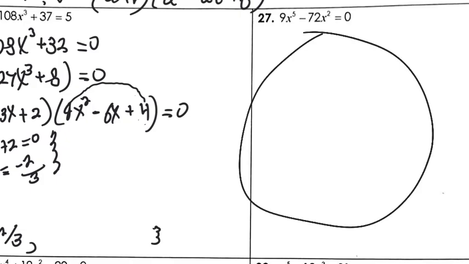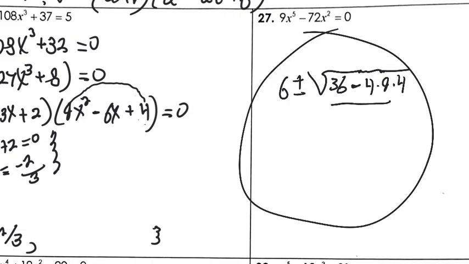So minus b plus or minus the square root of b squared minus 4ac. 4 times a times c, 4 times 9 times 4. I think if I use all over 2a, that's 18, I think.